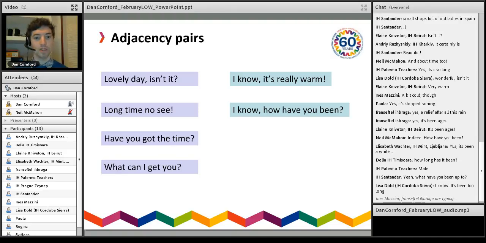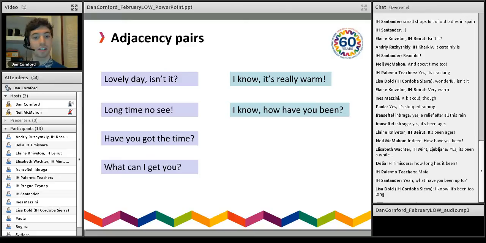Okay, what about the third one? So again, perhaps someone at a bus stop or a train station, like some of you suggested. Sorry, have you got the time?